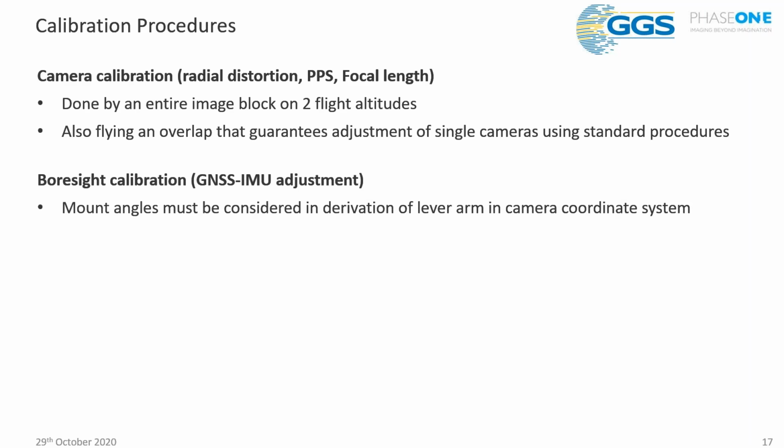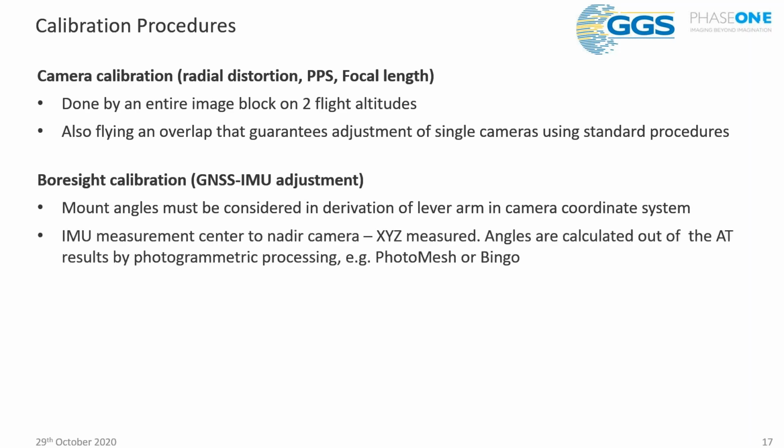Boresight calibration, also quite important. The mount angles must be considered, and the lever arms in the camera coordinate system have to be applied to the mount angles. And of course, the mount angles by mechanics are not as precise as the IMU gives the values, so a final boresight calibration is a must.